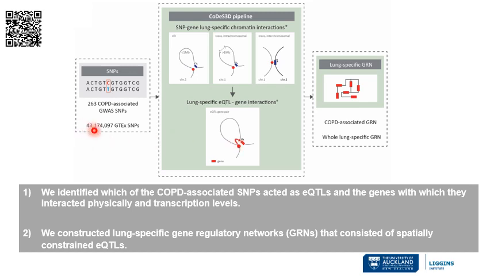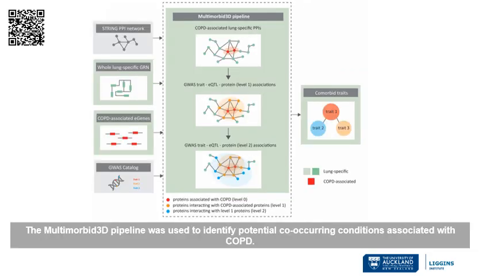But we also took the 47 million common SNPs that are present in GTEx, and we ran those through the same pipeline to create a whole lung-specific gene regulatory network. And this was using lung-specific EQTLs and also lung-specific Hi-C data. So what we were able to do then was basically to combine those two things. We were able to take the COPD associated E genes that we identified and work out what other regulatory elements were interacting with those genes within the lung gene regulatory network.